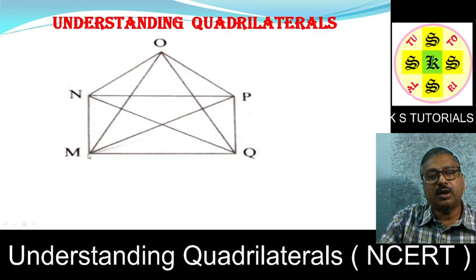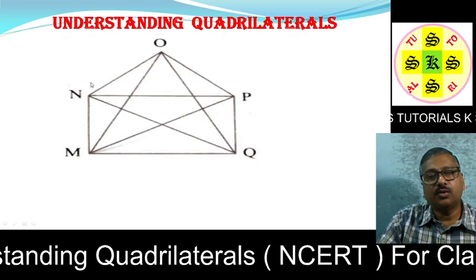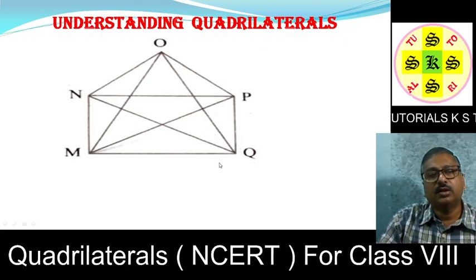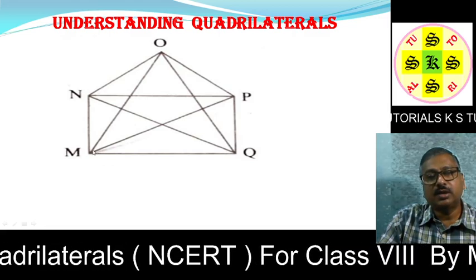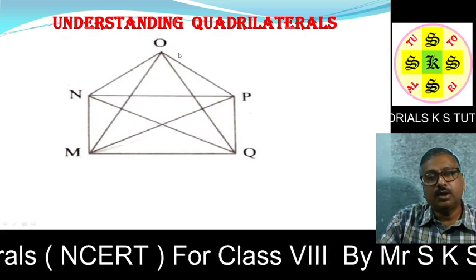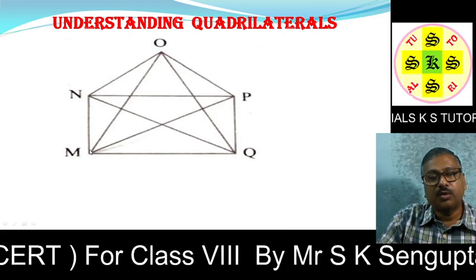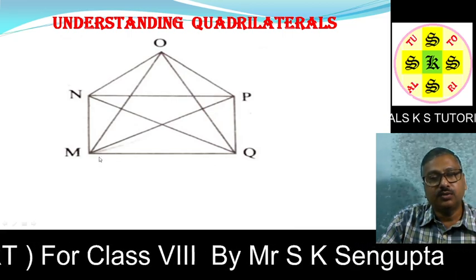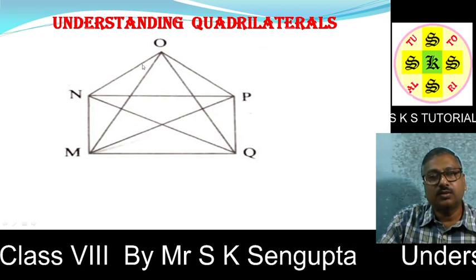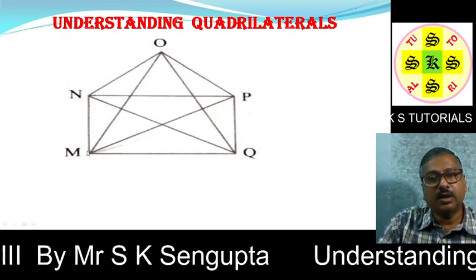Now this is a pentagon, with vertices M, N, O, P, Q. This figure is a pentagon with 5 vertices: 1, 2, 3, 4, 5. Now if we start from M, we cannot join Q. From M, the non-adjacent vertices are P and O. If we join these, we get MP and MO.